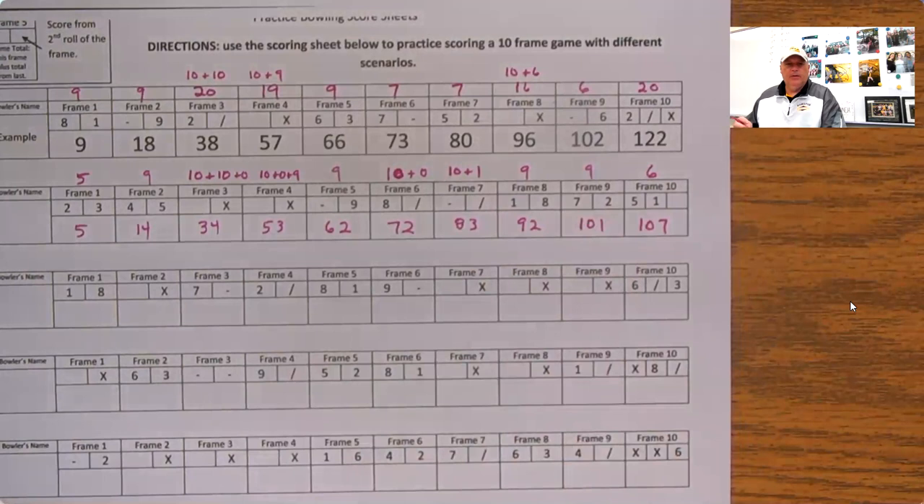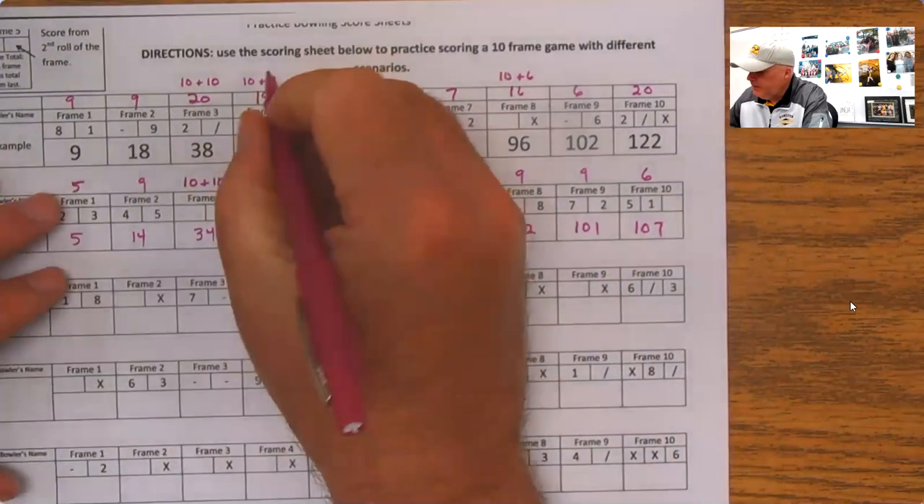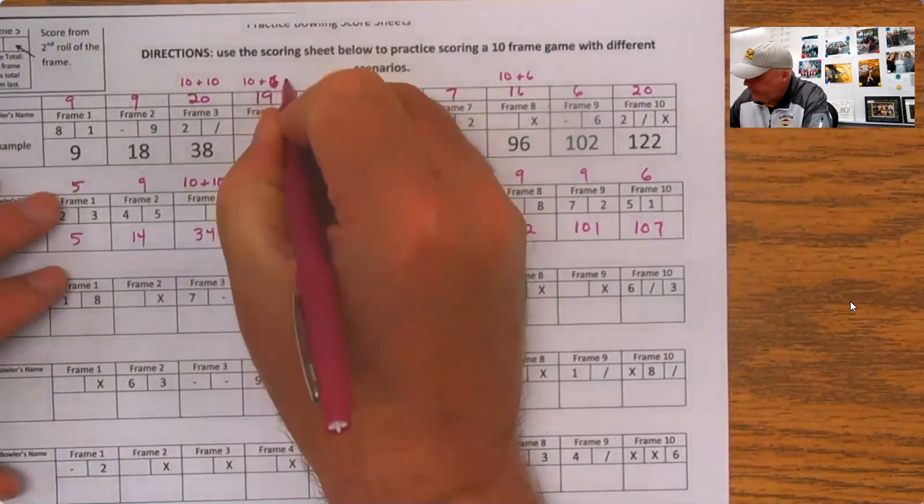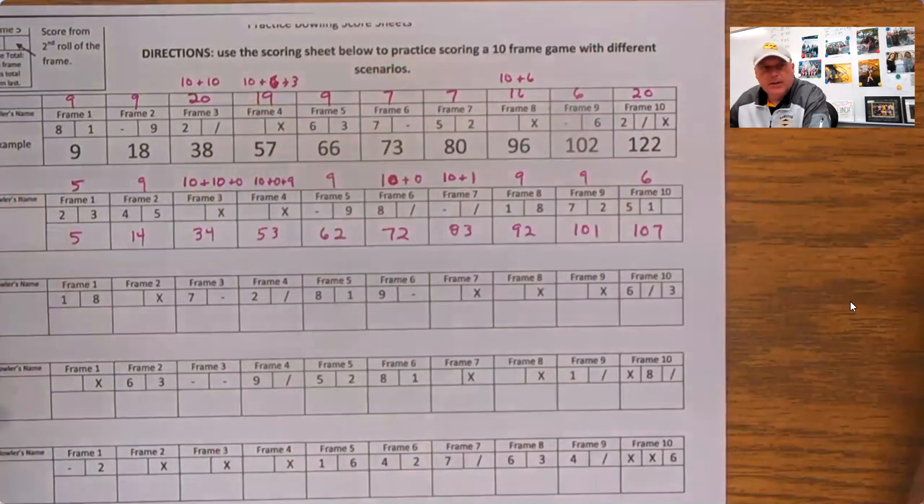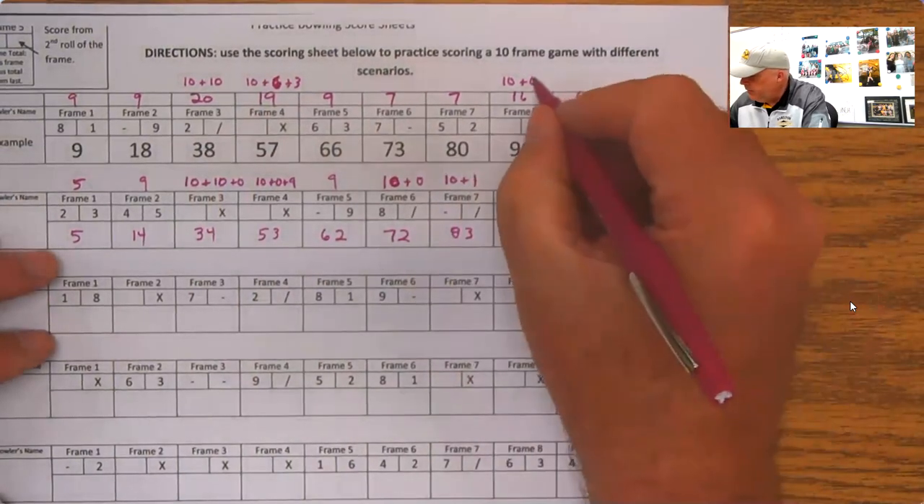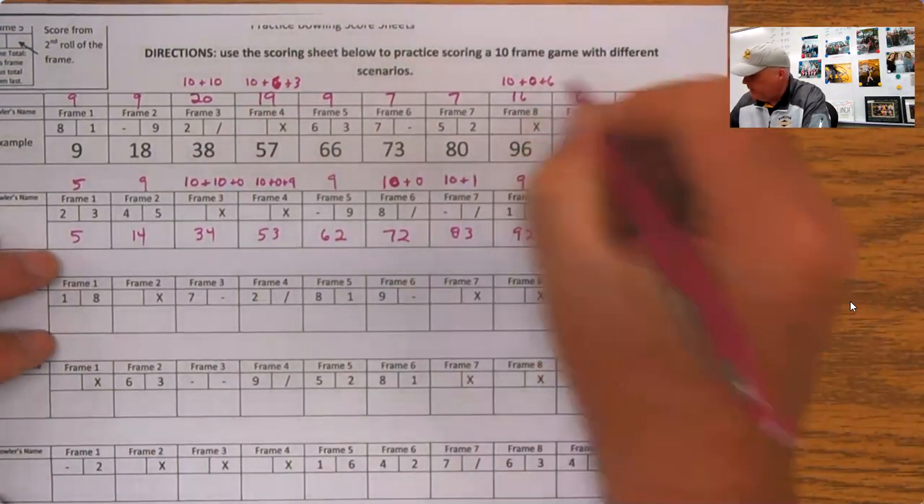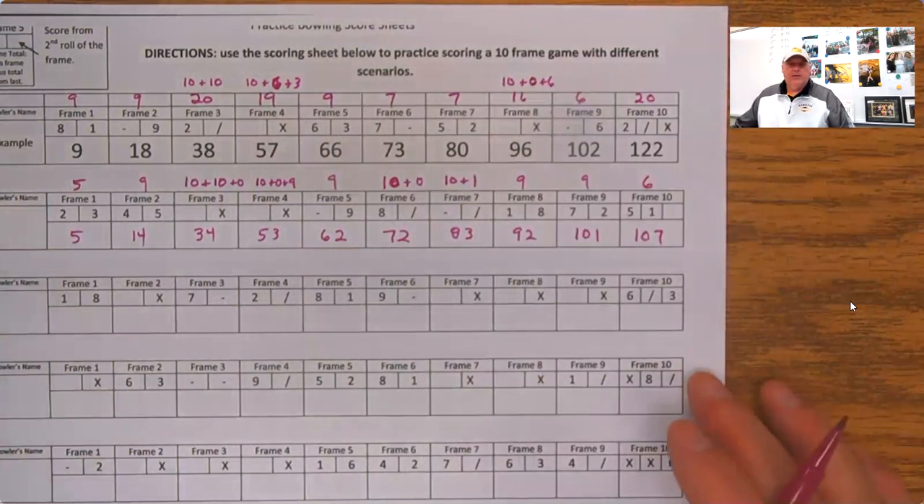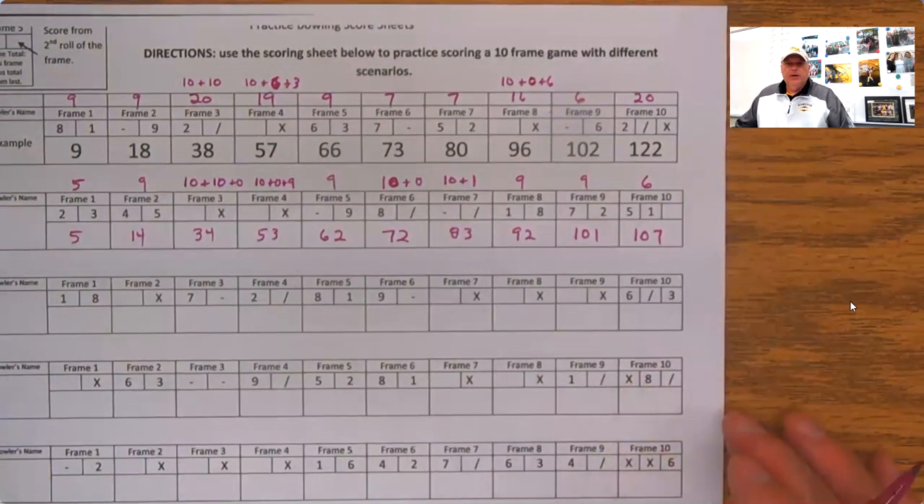So up here, I probably should have written this as plus 6 plus 3, 10 plus 6 plus 3 there. And then my other one here, this should have been plus 0 plus 6. So you're seeing the points in the next 2 rolls clearly there. So this is an example of a couple of games on scoring bowling.